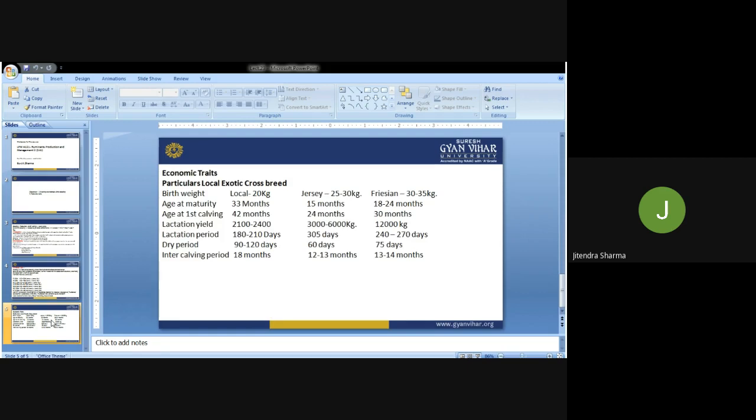Then we will discuss the economic traits. They are very important. All these traits, all the characters, are genetically governed in animals, like birth weight, age of maturity, which we also call puberty, then age at first calving, at what age the female gives a young one, and the gestational age, then dry period, intercalving period. Intercalving period is the period between two consecutive calvings, one after another. If the intercalving period is longer, it means loss. So let us reduce the intercalving period as much as we can, up to 60 to 90 days. That is the ideal period. If we control this intercalving period, we will have a calf in a year. If we maintain that kind of breeding technology in a farm, it will be a better position for us.